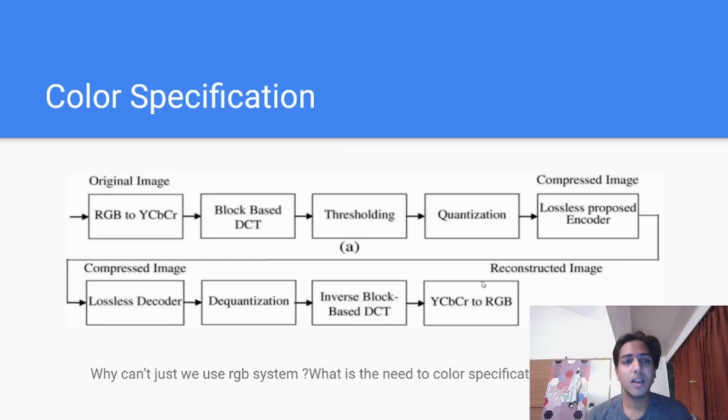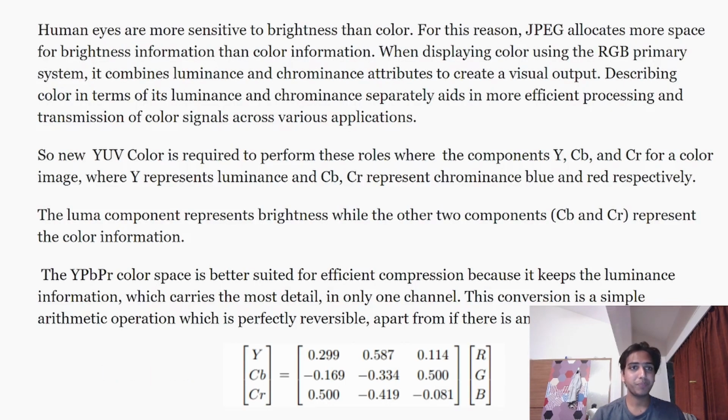Thank you. Now moving forward to the color specification. So the question arises, we can see in the image that there is an RGB to YCbCr conversion on the original image. Why is this so? Why can't we use just the RGB system? And what is the need of color specification? So let's talk about it.